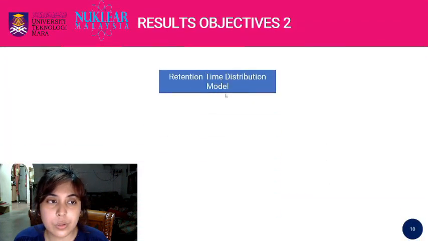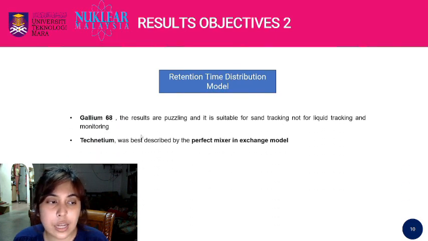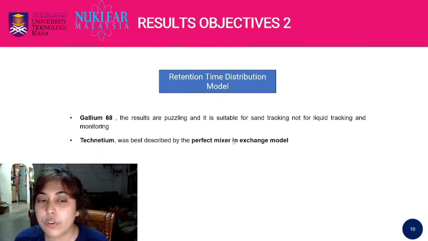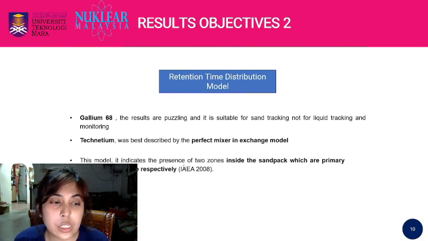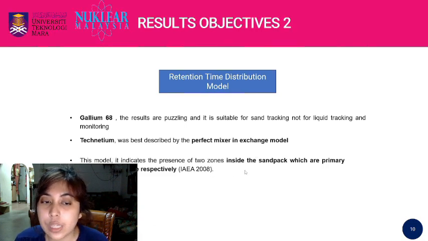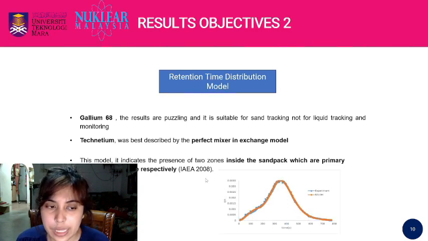So, retention time distributions. For gallium 68, the results are puzzling, and it is suitable for sand tracking and not for liquid tracking and monitoring. Technetium was best described by the perfect mixture in exchange model. This model indicates the presence of two zones inside the sandpack, which are the primary zone and the dead zone respectively, IAEA 2008. So when the model is successful, it will fit the RTD model here.